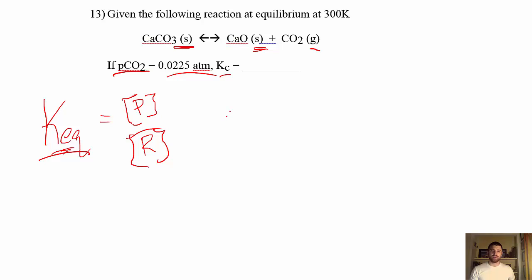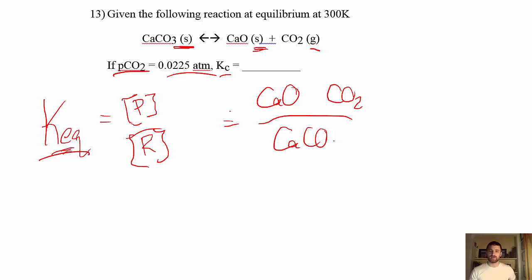So if I were to initially write it, it would look like this: CaO, CO2 all over CaCO3, and I'm going to write in the phases now. CaO is a solid, CaCO3 is a solid, and CO2 is a gas. Solids, being constant concentrations, are going to drop out of our expression. Same thing if it was a liquid. If they were both liquids, well, liquids are pure substances, and at a given temperature they have a constant concentration, so they're going to drop out.